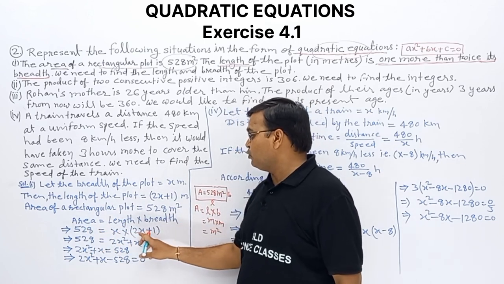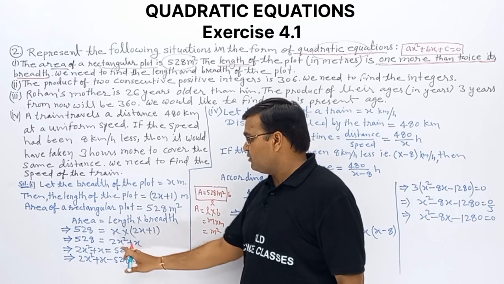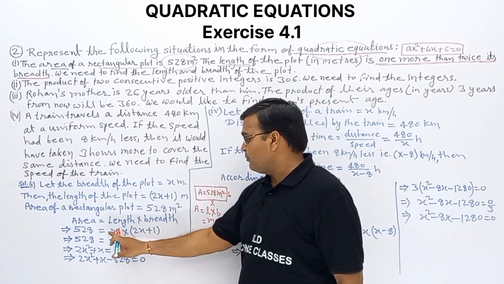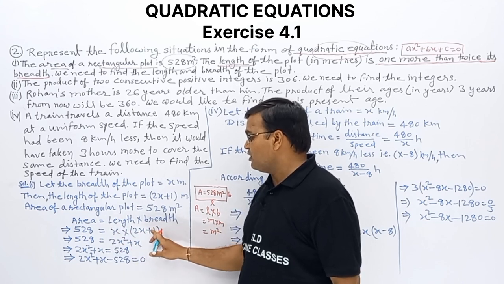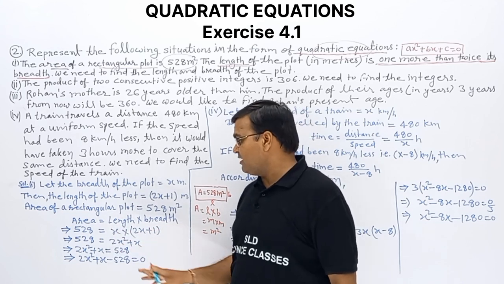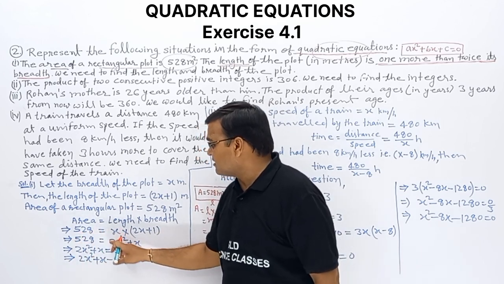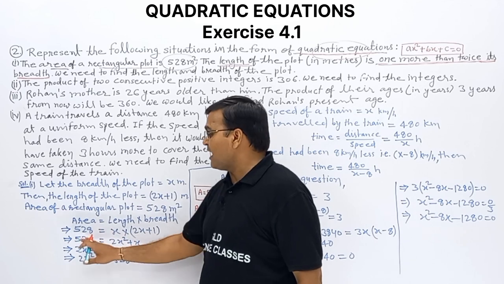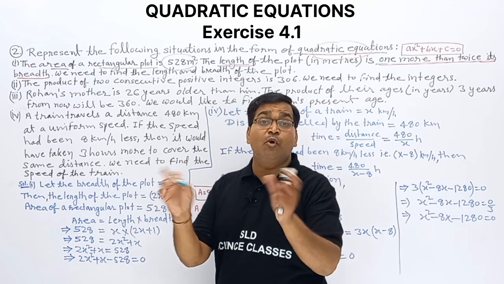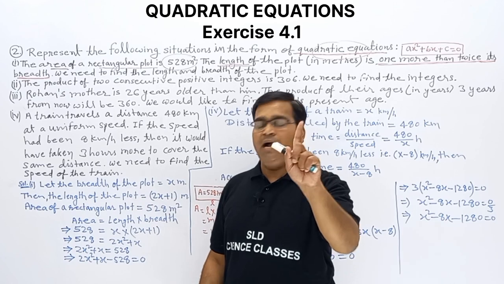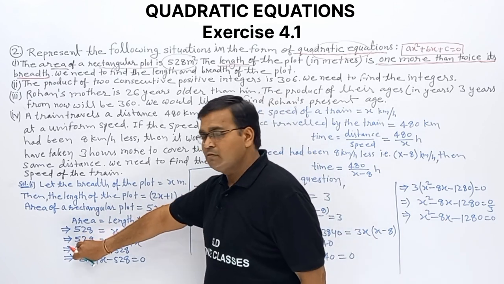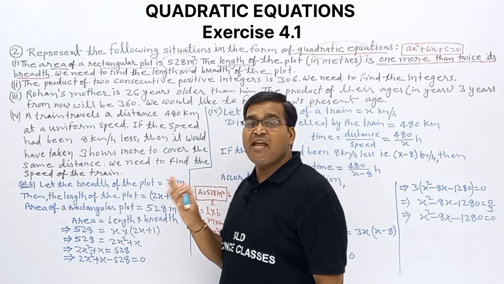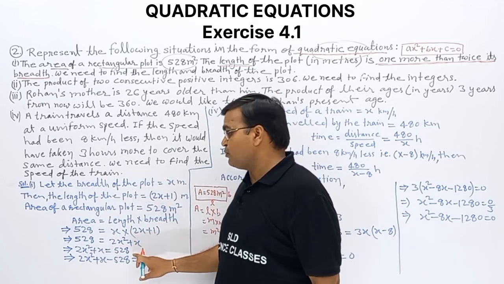528 equals x into 2x plus 1. Multiply this one, we will apply the distributive law. x into 2x is 2x square, plus into plus is plus, x into 1 is x. So we get this. Now this is the left side and this is the right side. Now I am interchanging both sides, then the sign will be unchanged. Then we are getting this one.